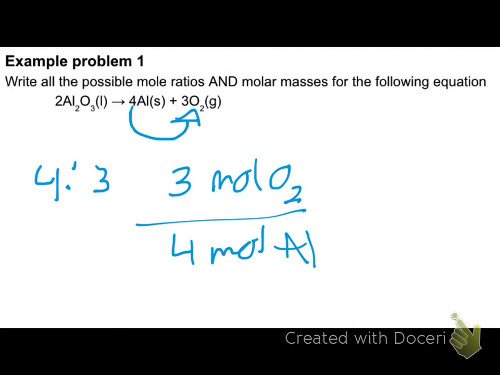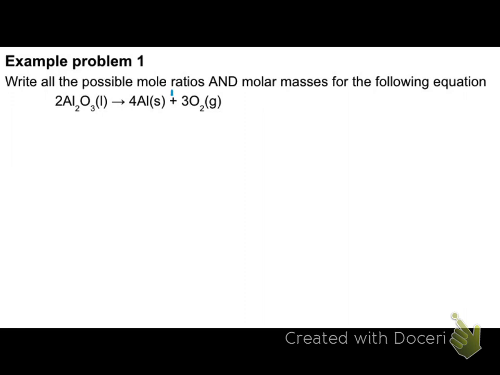These conversion factors are important for later on. When it comes down to it, really all you are doing is looking at the coefficients, so the numbers that are in front of the compounds, not the subscripts, which are these little ones down here. Those are not involved in mole ratios or in conversion factors. We're just looking at the coefficients in front of them and using them to help us make a ratio.